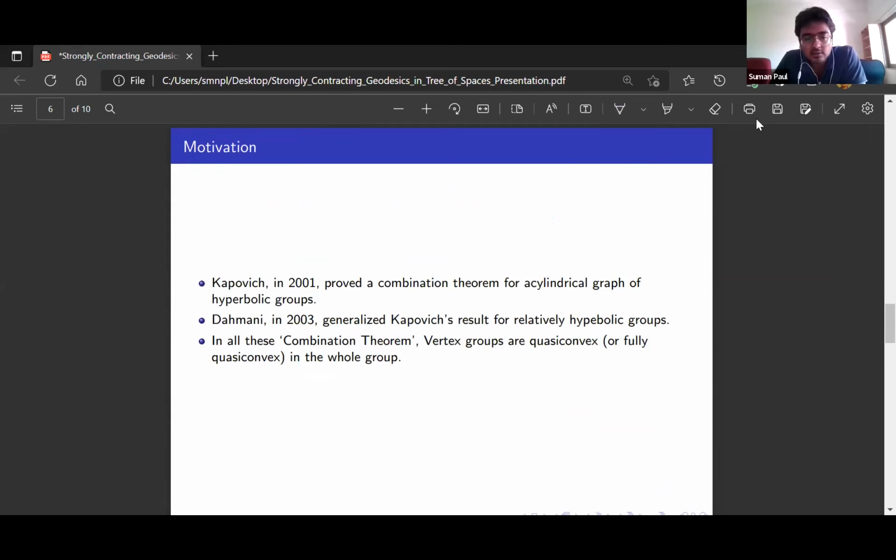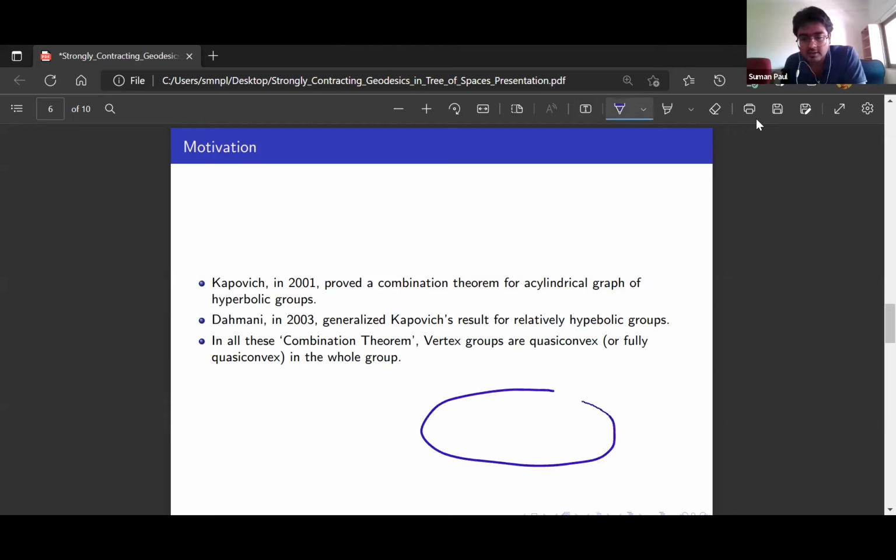So Kapovich in 2001 proved a combination theorem for a finite graph of hyperbolic groups. I'm not going into the technical definitions. And Dahmani in 2003 generalized Kapovich's result for relatively hyperbolic groups. And in both these combination theorems, one part is common, that is the vertex groups are quasi-convex in the whole group. Okay, so quasi-convexity means it is close to convex.